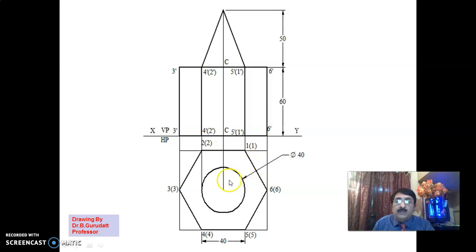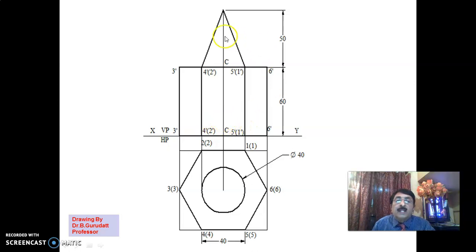This I've already introduced. You have to be trained to this level. Now you see here, VP and HP: VP has the front view and HP has the top view. Now if you look at this, there are two solids, one above the other. The bottom solid is, if you look at the front view, the height is 60, and if you look at the top view, it is a hexagon of sides 40, which means it is a hexagonal prism of sides 40 and height 60. Okay, that is how you should understand. Look at the front view, look at the top view, you get what exactly the solid is.